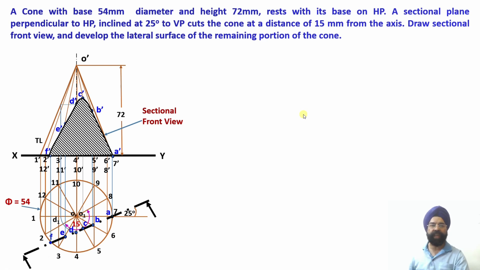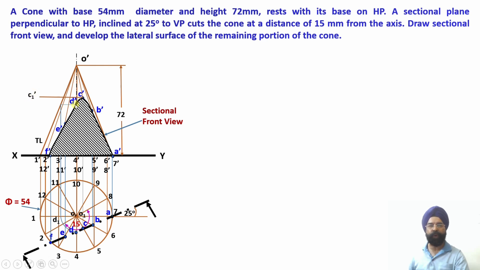So in order to make an appropriate development, what needs to be done? From these 4 points, B', C', D' and E', I will be drawing horizontal lines so that wherever they intersect with the true length over here, I will be able to obtain the true length of this radius, the distance of this point of intersection C from the point O. So the true length name is given as C1'.